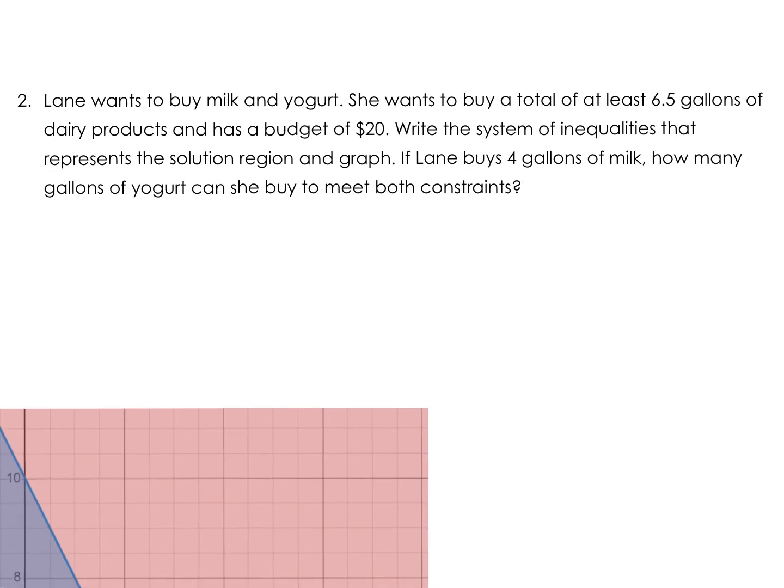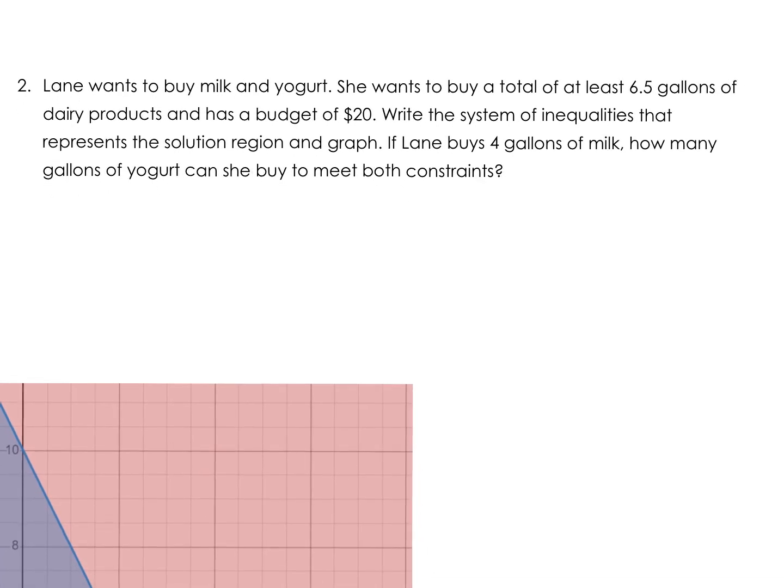For our second example, Lane wants to buy milk and yogurt. She wants to buy a total of at least 6.5 gallons of dairy products and has a budget of $20. Write the system of inequalities that represents the solution region and graph. If Lane buys 4 gallons of milk, how many gallons of yogurt can she buy to meet both constraints? There is a typo here. It should say if yogurt here, and then we're solving for milk.